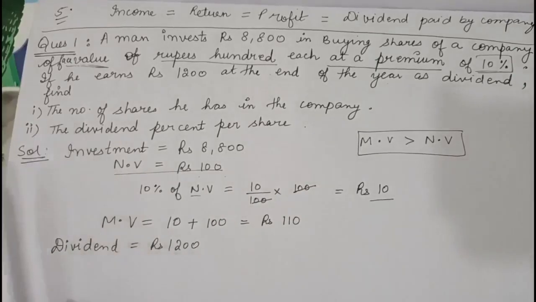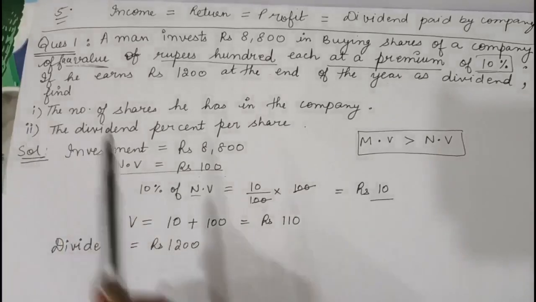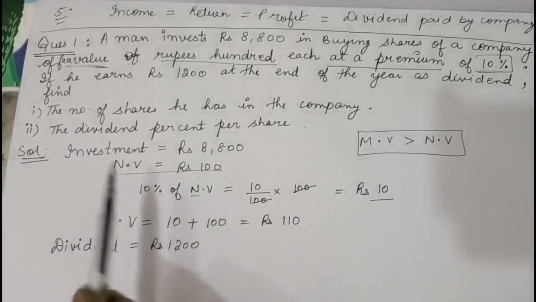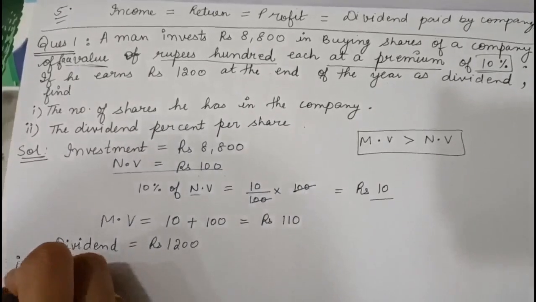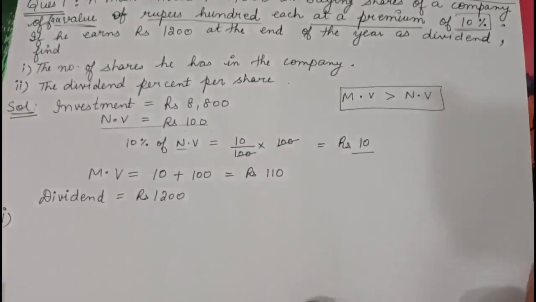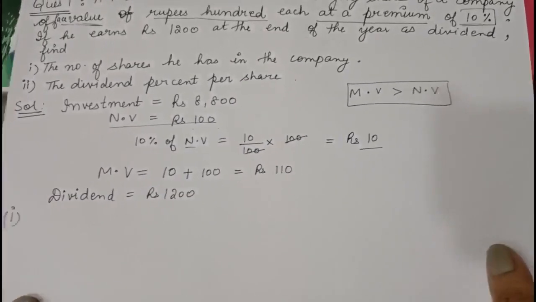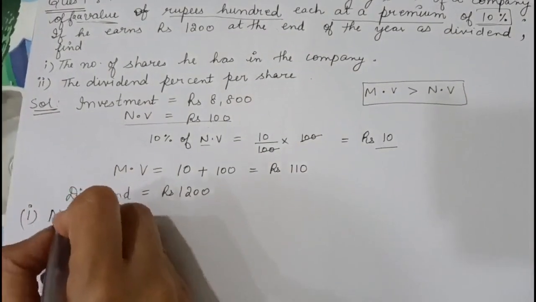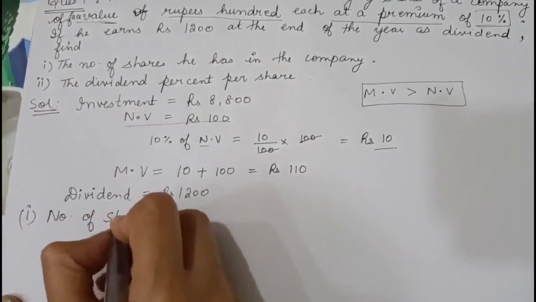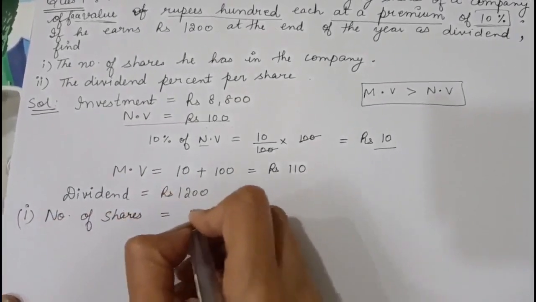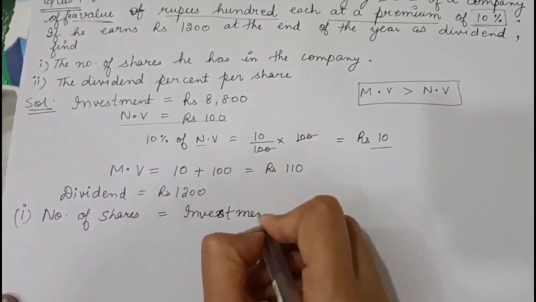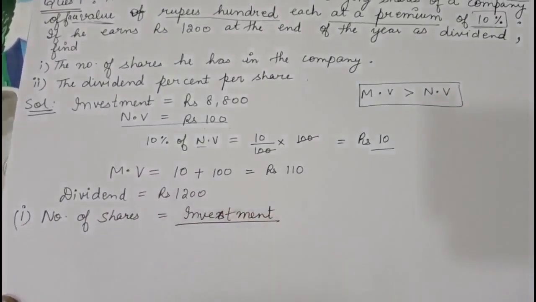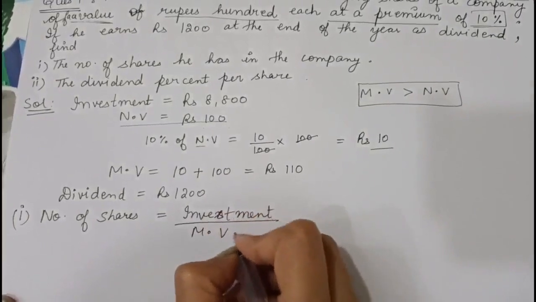Now what we have to find, I have already written here. If you want, you can write it again for more clarity. First, we have to find the number of shares. A direct formula is there; I have already discussed the formulas. Number of shares is equal to investment by MV of one share.